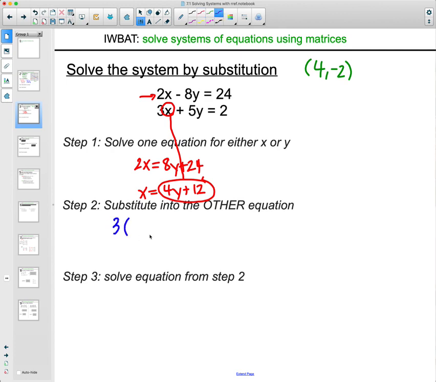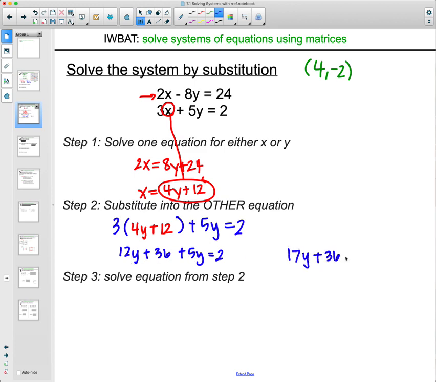So our other equation is 3 times x plus 5y equals 2. And so now instead of x, we're going to have 4y plus 12. Then you're just going to solve this equation. So you get 12y plus 36 plus 5y equals 2. So 17y plus 36 equals 2. Subtract 36 from both sides. Divide by 17, and you get -2. Okay, which is consistent with what we found.